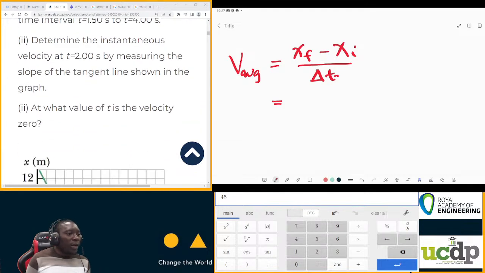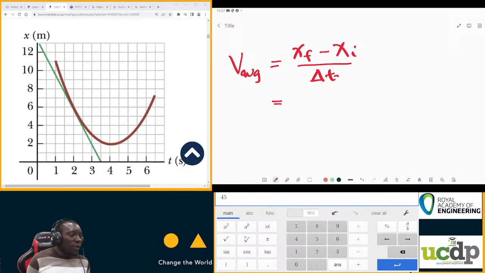So the value of x final is 2. The displacement ends at 2 meters when we are 4 seconds through the motion, and the initial value of x at 1.5 is 8, and the time is between 1.5 and 4, so delta t is 4 minus 1.5.